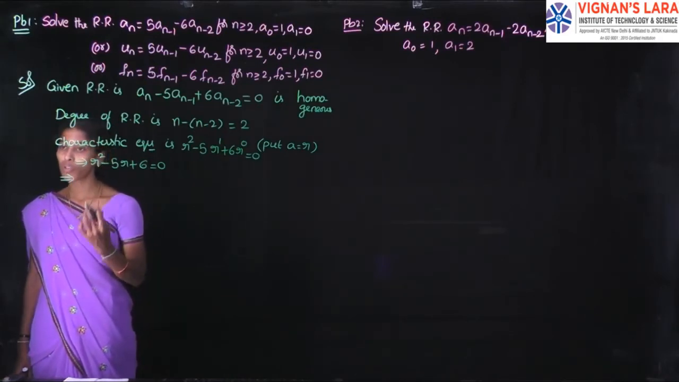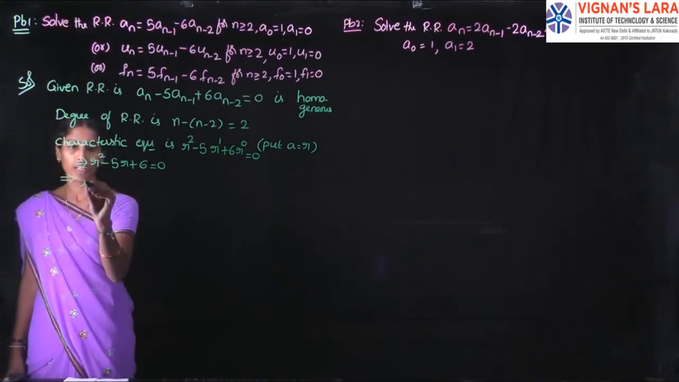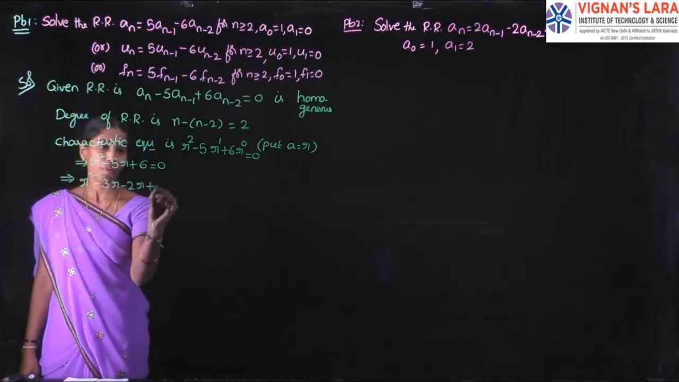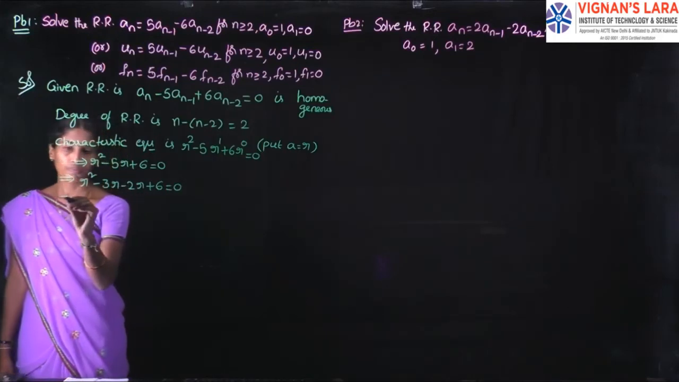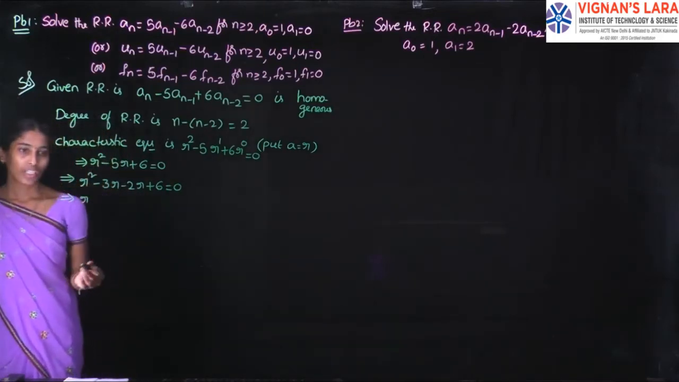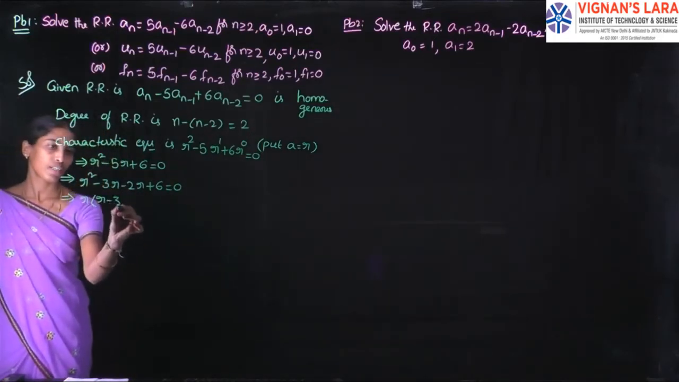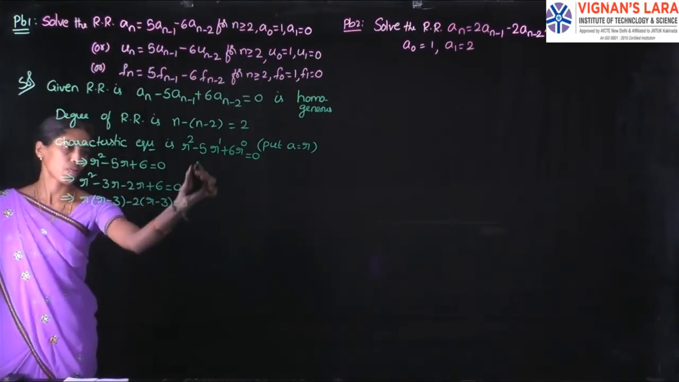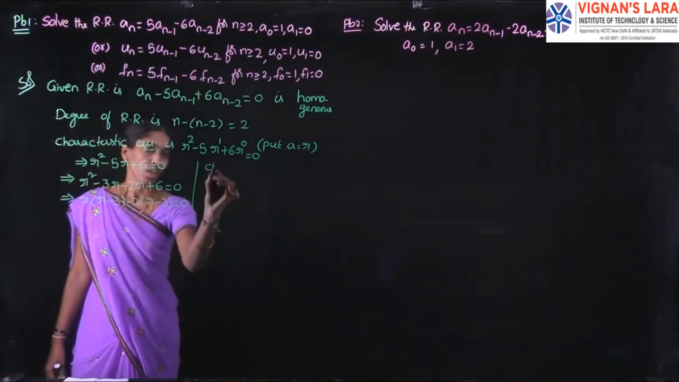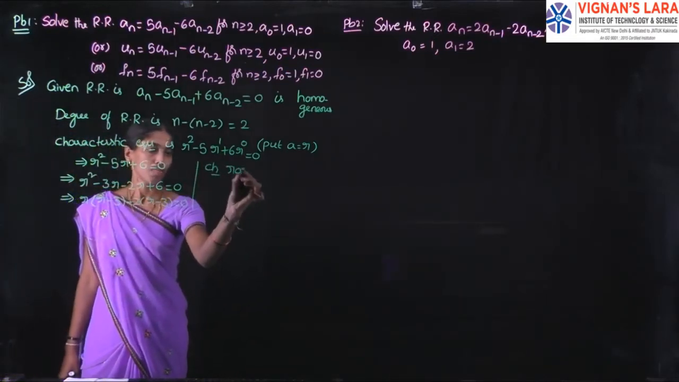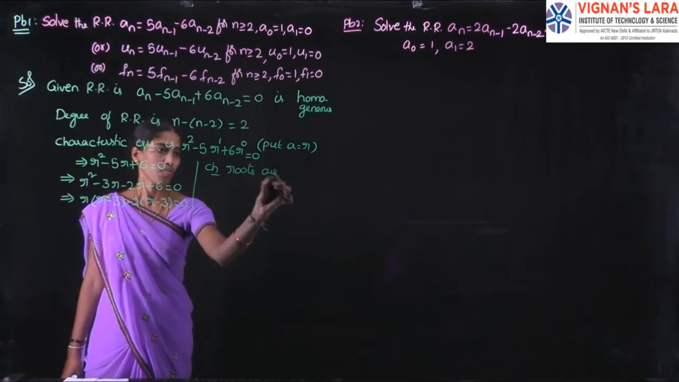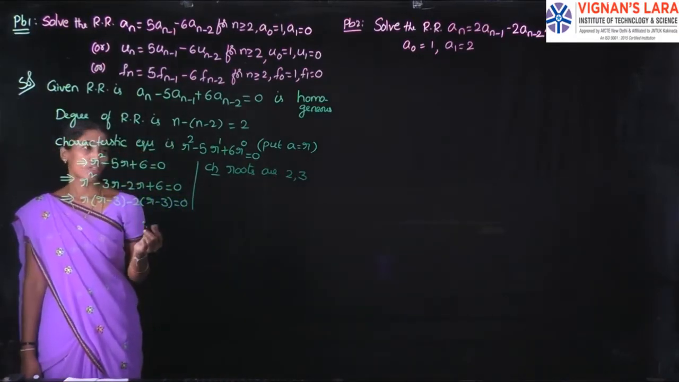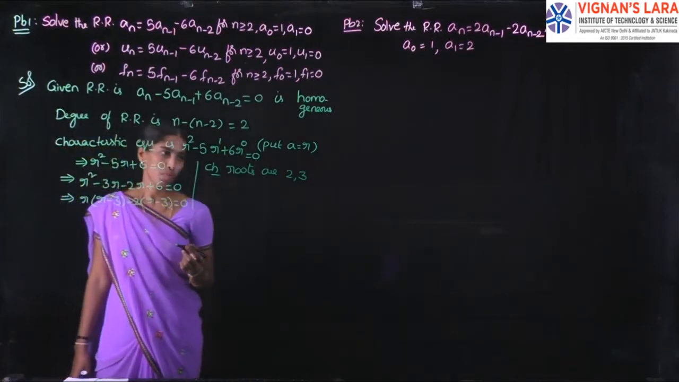You may find out the roots using calculator or manually, which is r square minus 3r minus 2r plus 6 equal to 0. So it is r into r minus 3 minus 2 into r minus 3 equal to 0. So characteristic roots are 2, 3, right? So first root is 2, second root is 3, right?